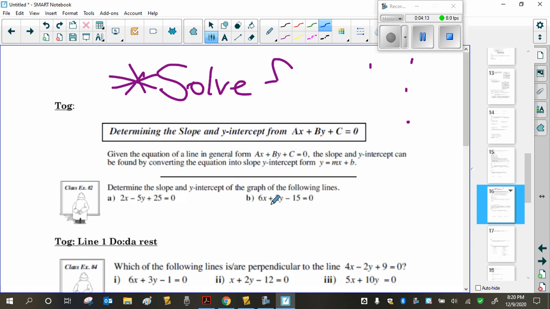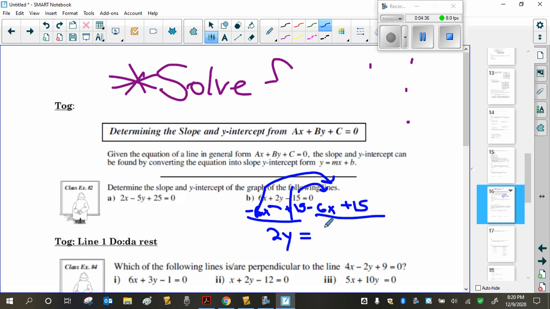So now we have a positive 2y, so we want to keep the positive and bring everything else to the other side. Okay, so we subtract 6x. Subtract 6x. Do the opposite of subtract 15, which is add 15. And this cancels, and that cancels. We're left with 2y. What's 6x plus 15? 6x plus 15. Can't add them. One's a number, one's a letter. Now, if you have 2y, you divide by 2.